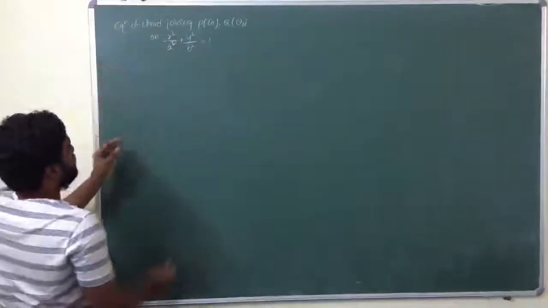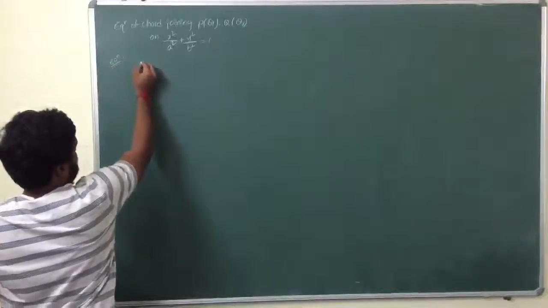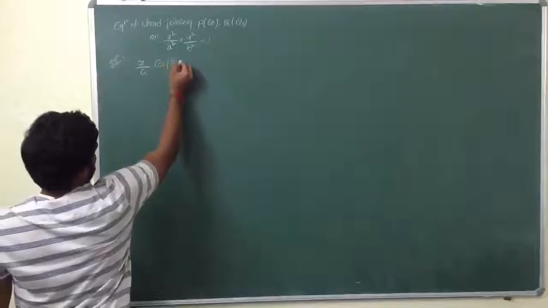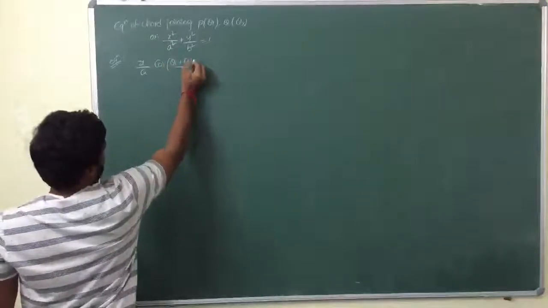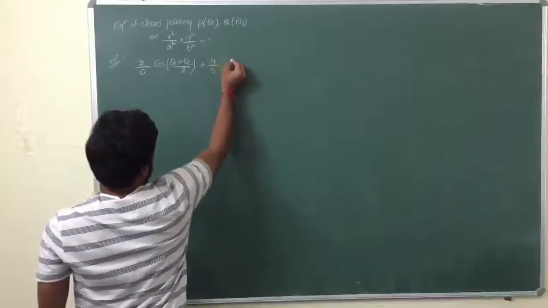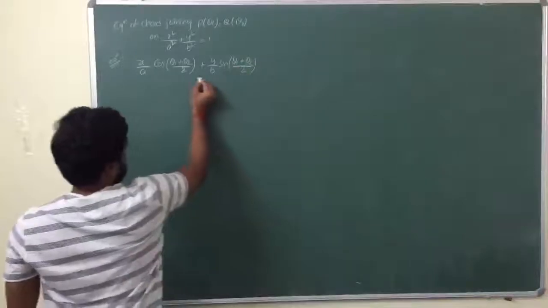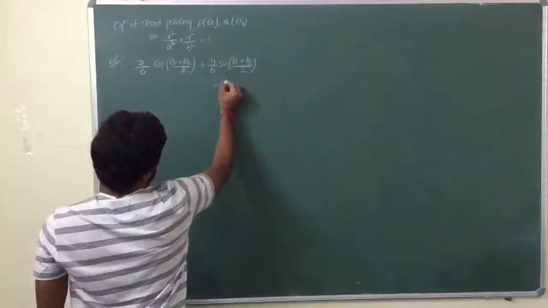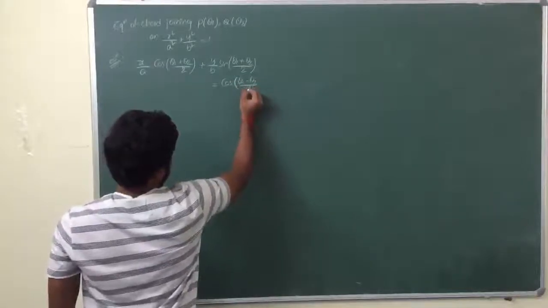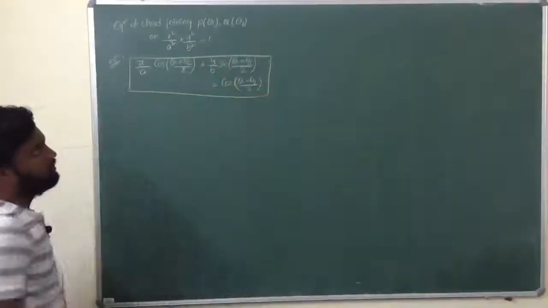Okay. Now, so equation is x by a into cos of theta 1 plus theta 2 by 2, plus y by b into sin of theta 1 plus theta 2 by 2, is equal to cos of theta 1 minus theta 2 by 2. This is the equation of chord. Okay.